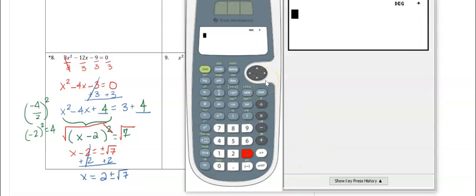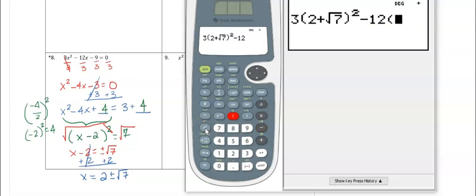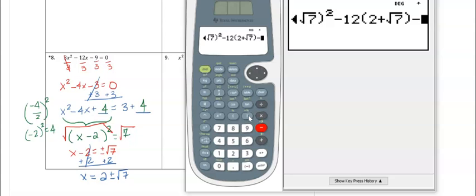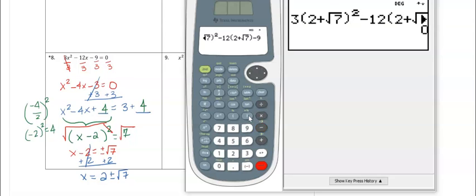So I have 3, and instead of x, I've got 2 plus square root of 7, and that's squared, minus 12 times 2 plus the square root of 7, and then we've got minus 9. So this should equal 0. Look at that. It does.